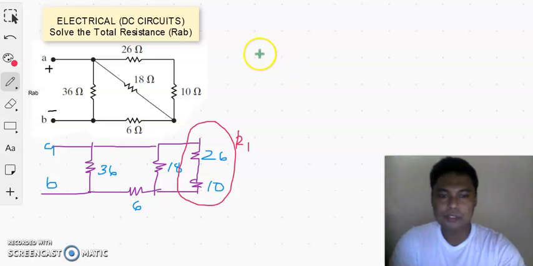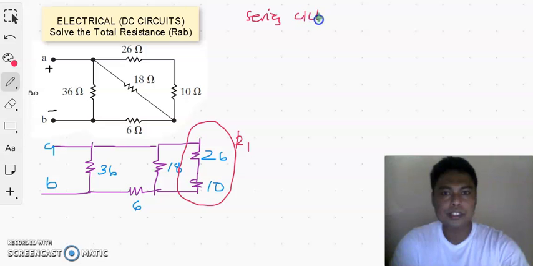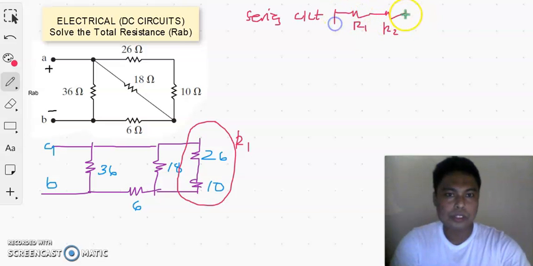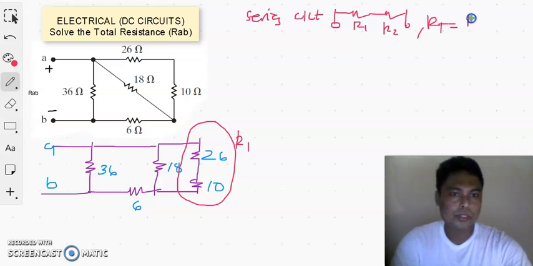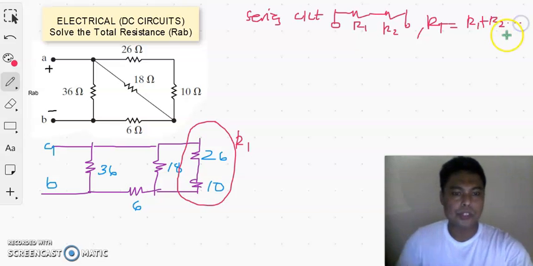Okay, we can have a simple review for series circuit. For series circuit, if we have R1 and R2, solving for the total resistance, RT is equal to simply the addition of both resistors. So we have R1 plus R2, and so on and so forth.